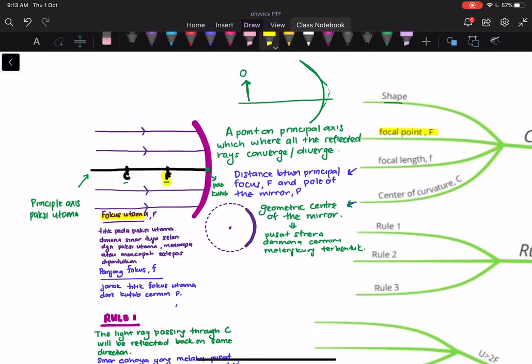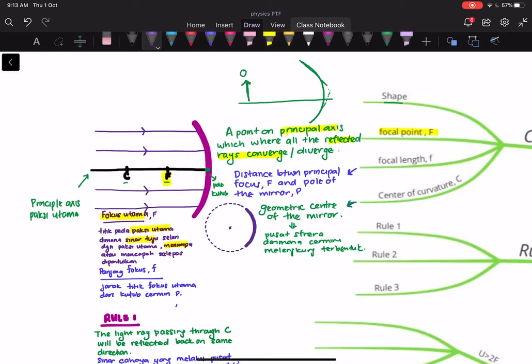The black line itself is the principal axis, okay, where all the reflected rays converge. In this case, it's not going to diverge, it's going to converge. Ataupun dalam bahasa Melayu, titik pada paksi utama di mana semua sinar tuju akan menumpu selepas dipantulkan. Dia akan menumpu. Example, let's say I have a few ray diagrams that have been drawn here. The purple lines are all the ray diagrams.